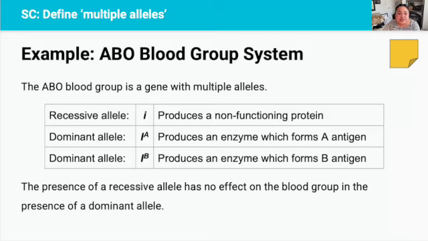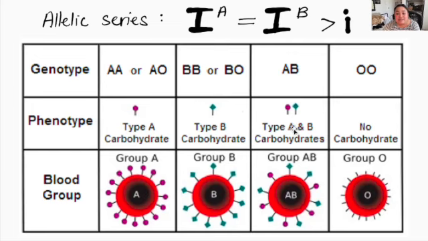And the way these 3 alleles relate to each other is represented by this allelic series. IA and IB are codominant, hence the equal sign. Both alleles are expressed together equally and independently in the phenotype. When both alleles are present in the genotype, so when the genotype is a heterozygous AB, both A and B antigens are expressed in the phenotype, hence the heterozygous individual has type AB blood.